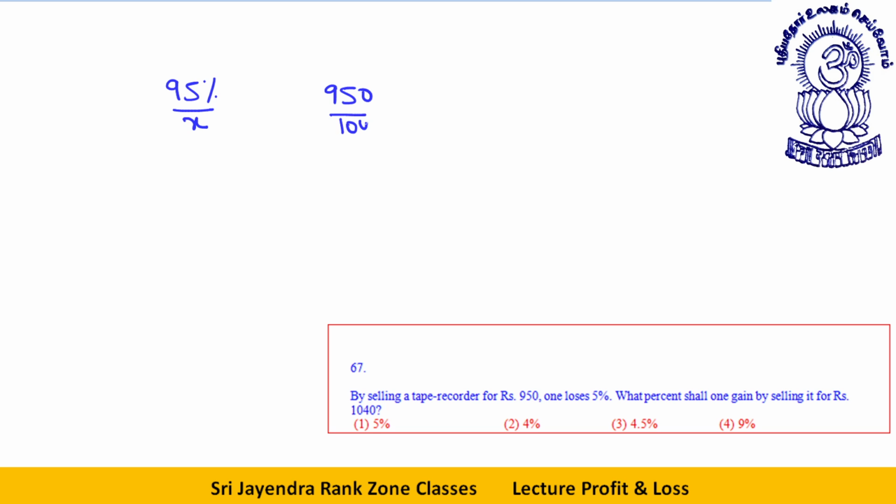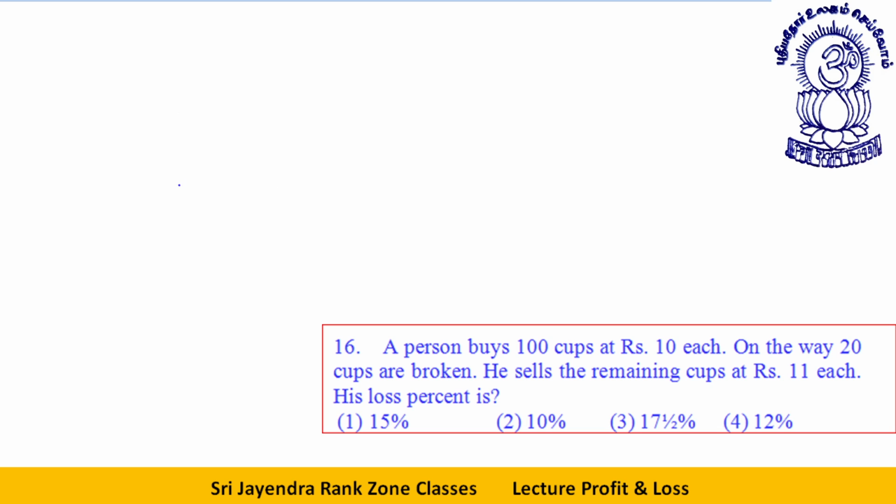This is being sold at 1040. Okay, let's say this is x percent. You can remove the percentage sign from both. 95 corresponds to 950. This is 10. You carry this. So what do you get? X is equal to 104%. Profit is how much? 4%. So easily done. You must be thorough with this concept now. Let's move to the next one.